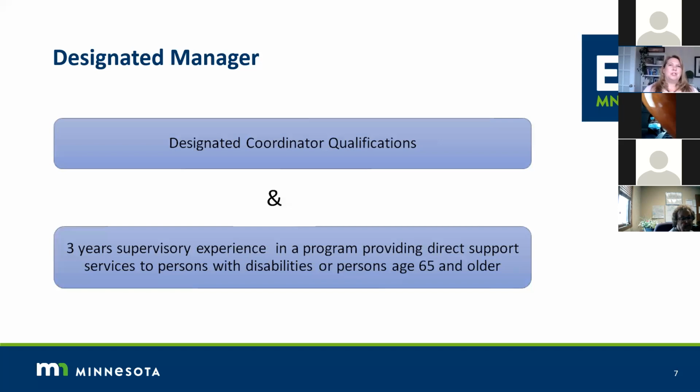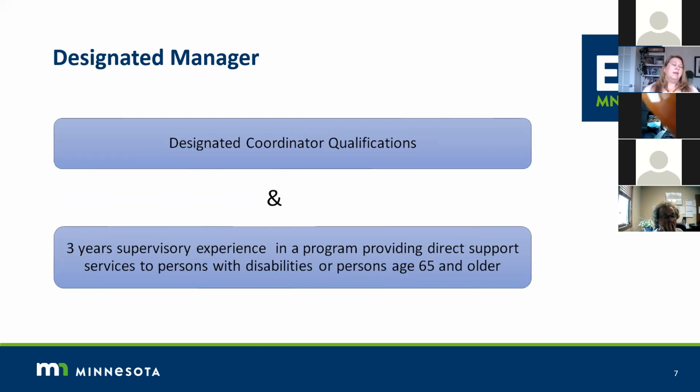What does quality assurance look like? What are our services overall looking like? What quality improvement things can be going on for our agency? So it's a little bit bigger picture, looking at the whole program, not just at the individual level. And so to qualify as that designated manager, they need to meet one of those previous ways of being a DC, so one of those 4 ways from the previous slide. And then they also need 3 years of supervisory experience in a program providing services to people with disabilities or people age 65 and older.